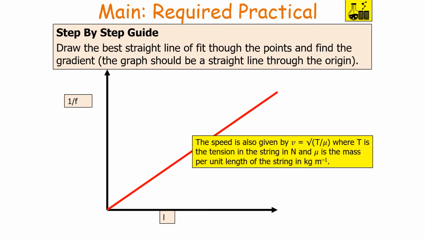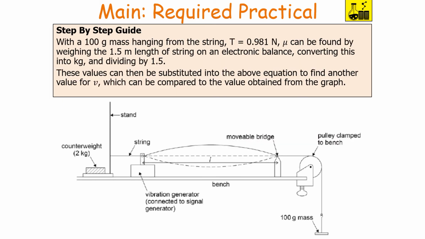Another way in which you can work out the speed of the stationary wave along the string is by the equation V is equal to the square root of T over mu, where T is the tension in the string in newtons and mu is the mass per unit length of the string in kilograms per meter. Now with a 100-gram mass hanging from the string, T would equal 0.981 newtons.